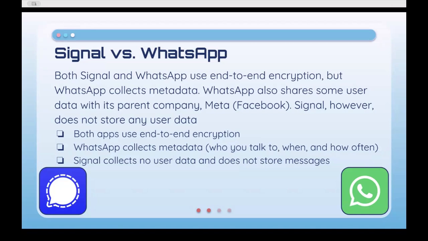However, WhatsApp tends to collect metadata on the low ground. WhatsApp also shares some user data with its parent company, Meta, which you may know as Facebook. Signal, however, does not store any user data whatsoever.